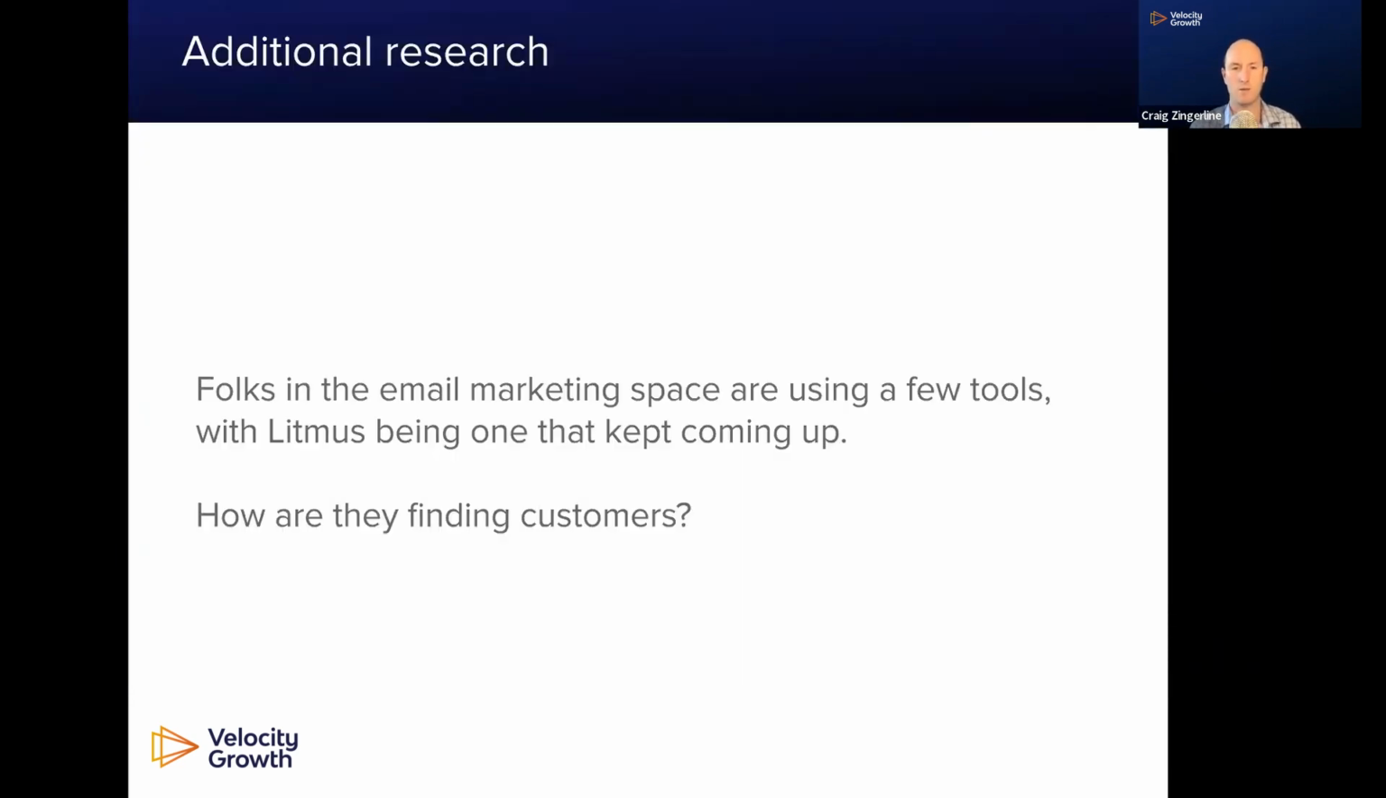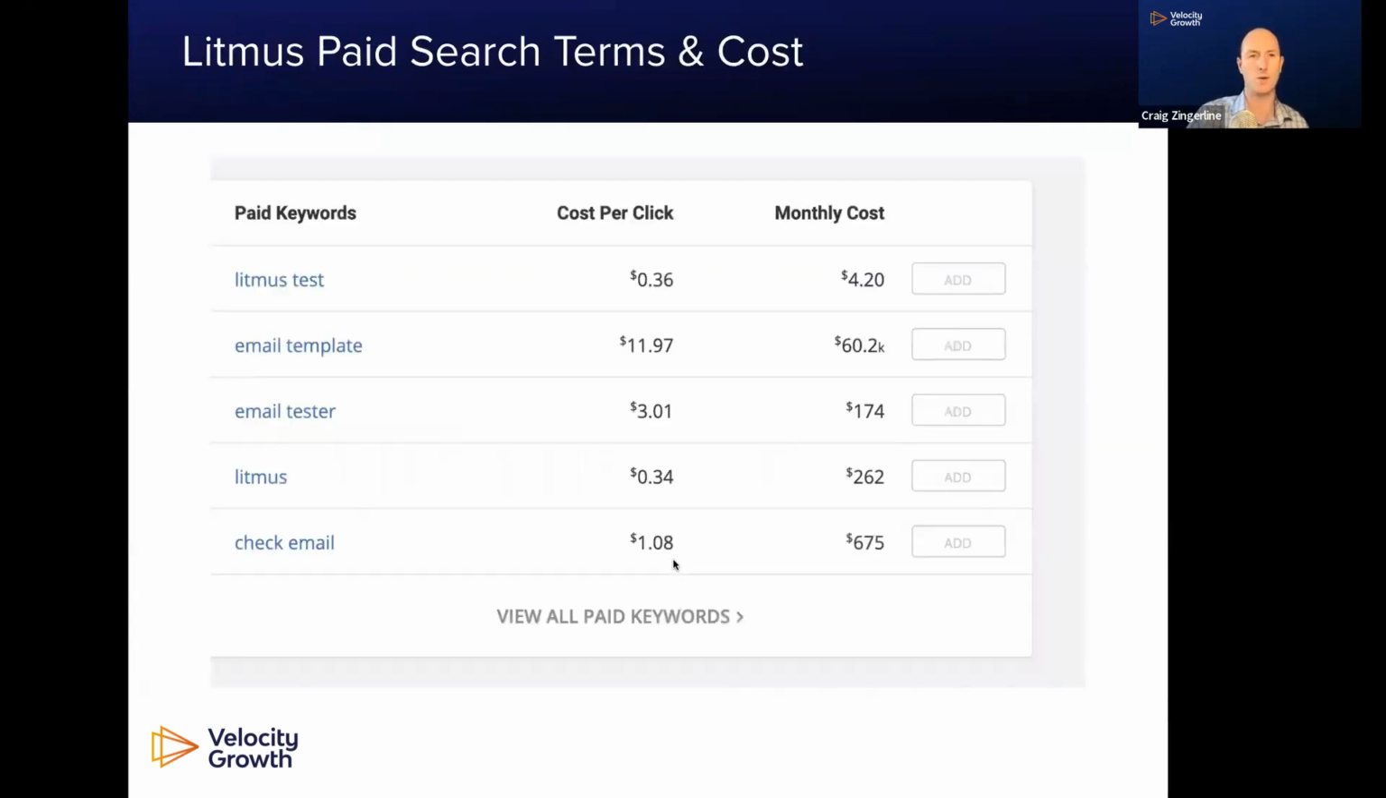So folks in the email space, in the email marketing space, were clearly using a few tools, with Litmus being one product name that kept coming up. How is Litmus finding customers, right? They are going after the same exact type of customer I am, because the customers that I want are already using them. So let's look at Litmus. What are they actually doing?